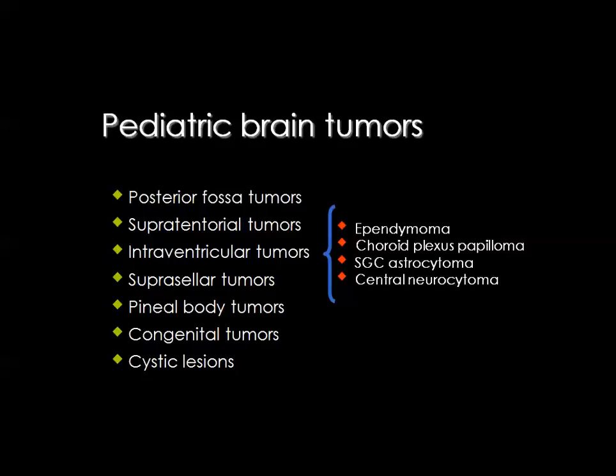We have finished in the first part the tumors occurring in the posterior fossa as well as those occurring in the supratentorial area. Now we will discuss the intraventricular tumors and the rest of the other topics. Intraventricular lesions in all age groups are mainly the ependymoma and the choroid plexus papilloma and other intraventricular lesions. In the pediatric age group, we have the subependymal giant cell astrocytoma of tuberous sclerosis and the central neurocytoma as well.